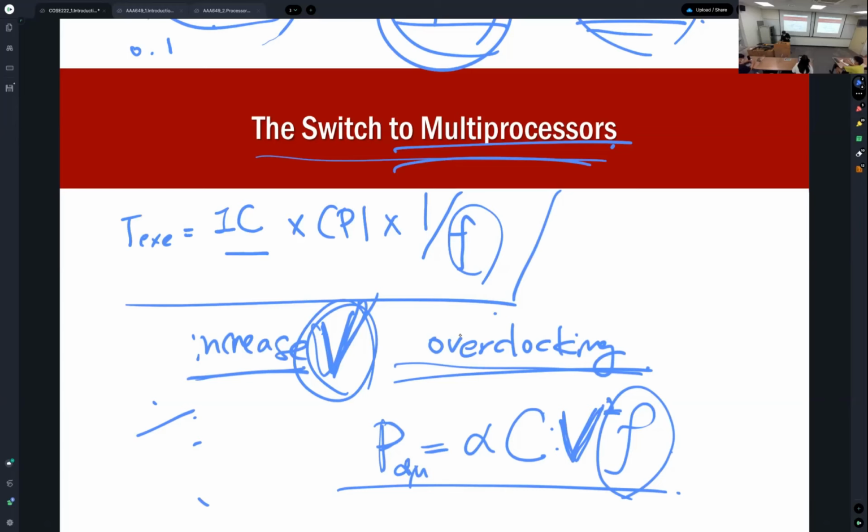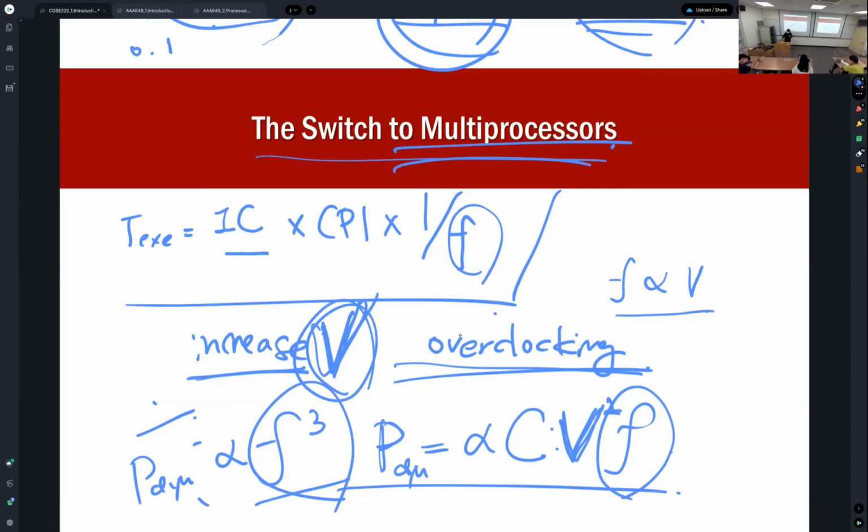So we also need to increase the supply voltage, V squared. And actually, F is proportional to the supply voltage. So this means P dynamic is proportional to F cubed. So that's the problem. If we want to increase the performance of a CPU by double, then this CPU will consume 8 times the power, because the dynamic power is proportional to the cube of the frequency. So it will consume much power.